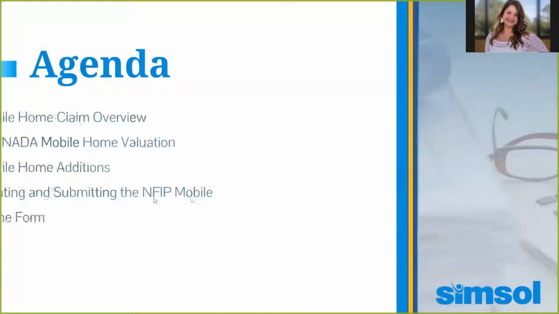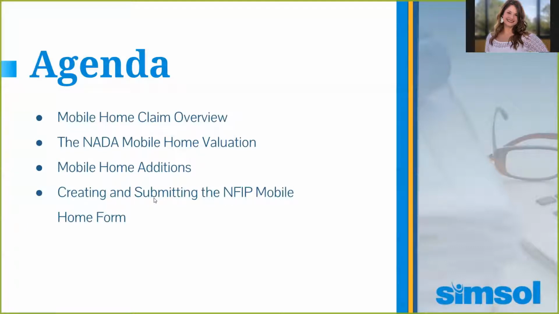And now we're going to go through the agenda. The first thing we're going to be talking about is a mobile home claims overview of the estimate. Then we're going into the NADA mobile home valuation. Then we're moving on to the mobile home additions, and then we'll finalize it by talking about creating and submitting the NFIP mobile home form.